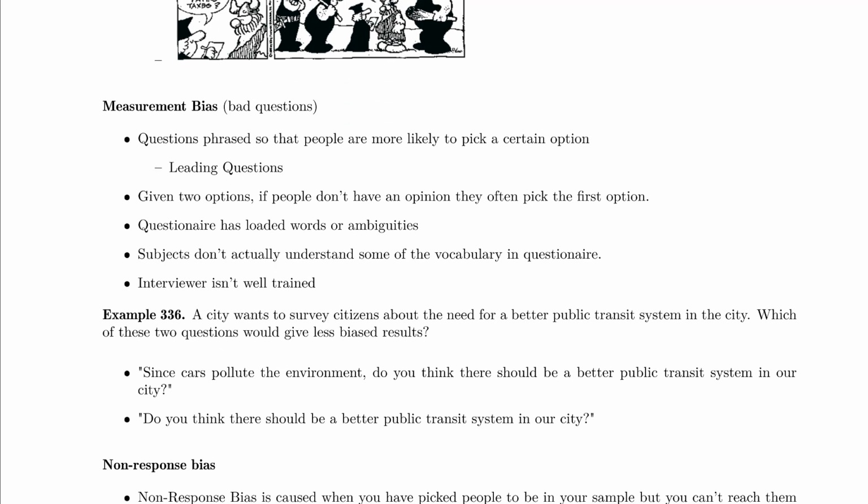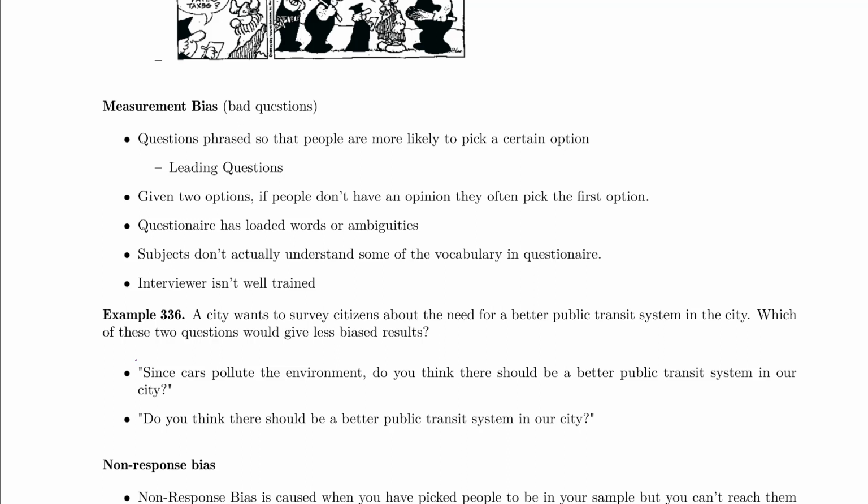So, for example, a city wants to survey citizens about the need for a better public transit system in the city. Which of these two questions would give less biased results? Okay, so the first one says, since cars pollute the environment, do you think there should be a better public transit system in our city? Or the other option is, do you think there should be a better public transit system in our city?